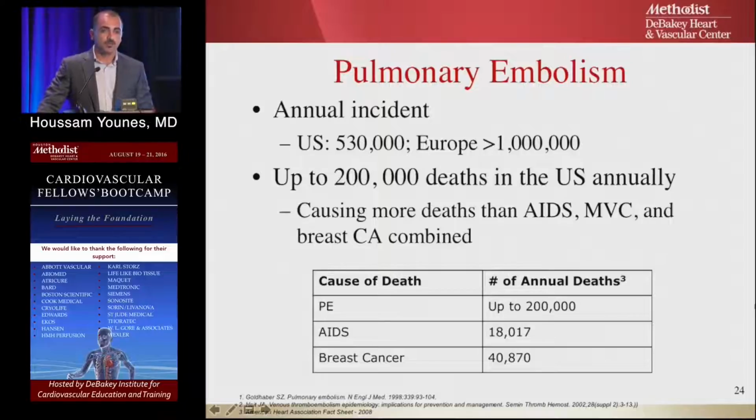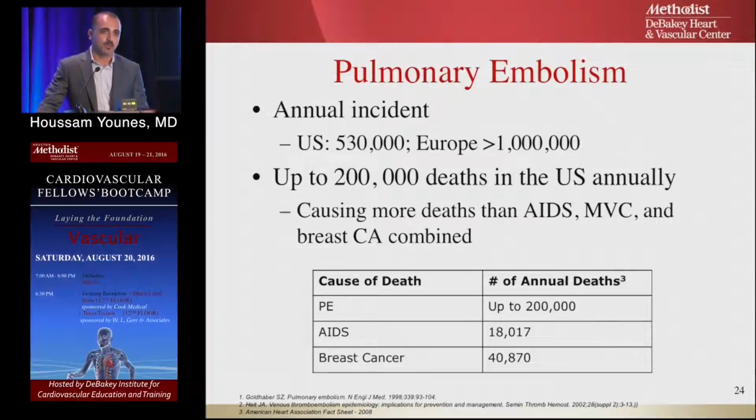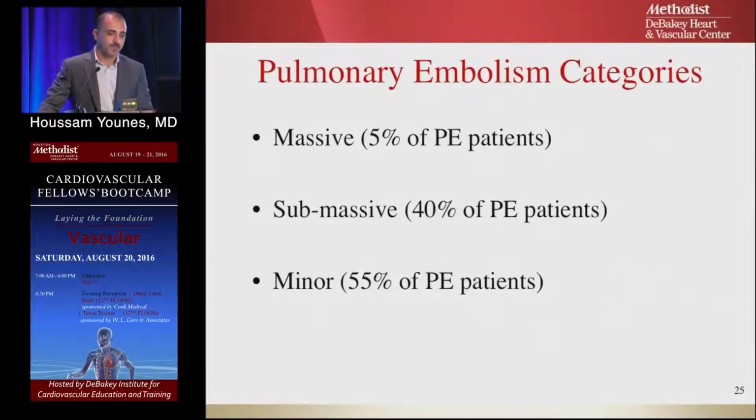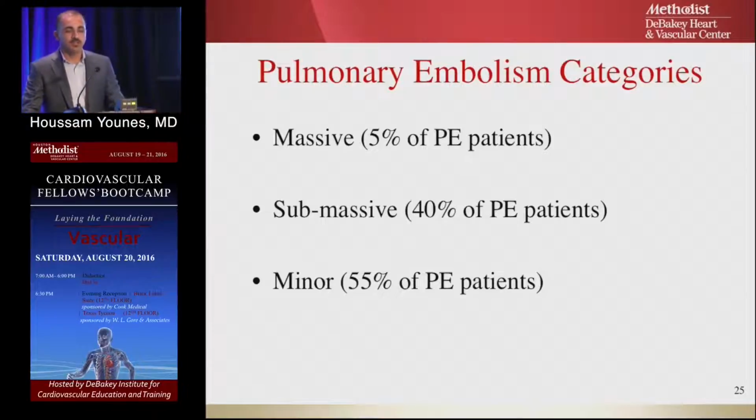Okay. So DVT annual incidence, 530,000. In Europe, it's more than 1 million. And up to 200,000 deaths in the US annually are caused by pulmonary embolism. That's more deaths than AIDS, motor vehicle crashes, and breast cancer combined. So if you want to save lives as a trauma surgeon, rethink that. Just treat pulmonary embolism. Pulmonary embolism, very, very important.